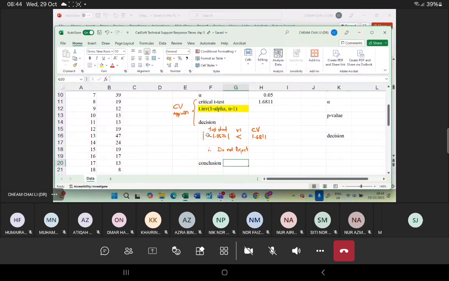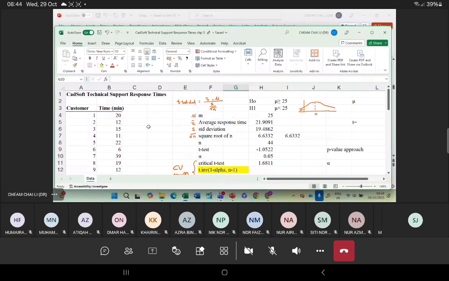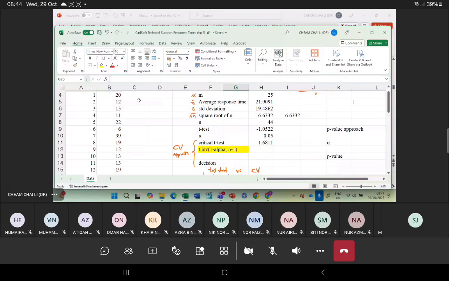So if this is the case, then you as the manager have to check what happened during the process. And if possible, the process needs to be improved so that the average response time tak ambil lebih daripada 25 minutes. Yeah, this is how we use hypothesis testing untuk buat decision.